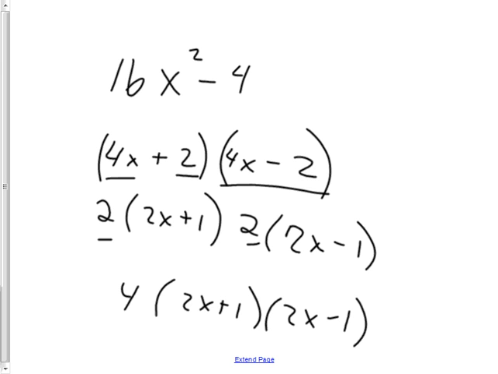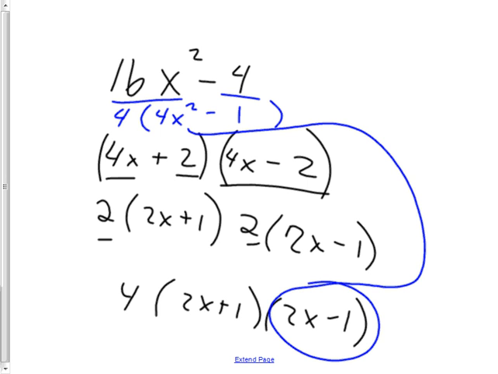You could have fixed that early in the problem if you would have noticed that they both had a 4 in them and therefore factor it out. And you could have got 4x squared minus 1. And then this right here could have factored directly into 2x minus 1 and 2x plus 1. So that's some thoughts on how to find differences of squares.